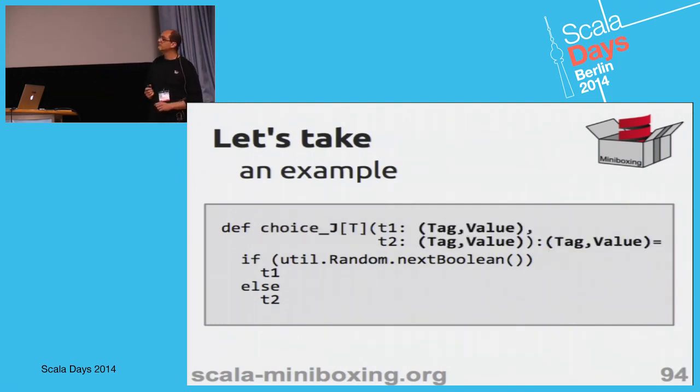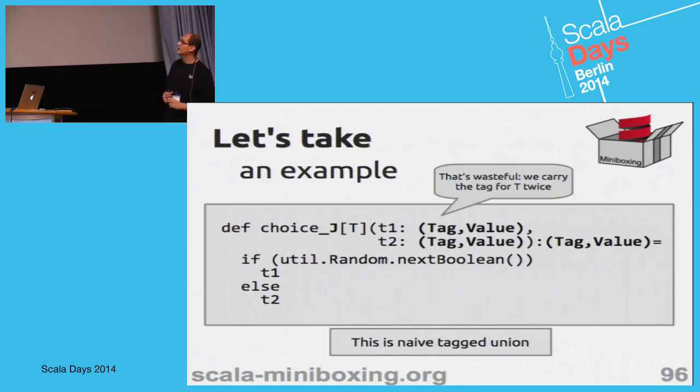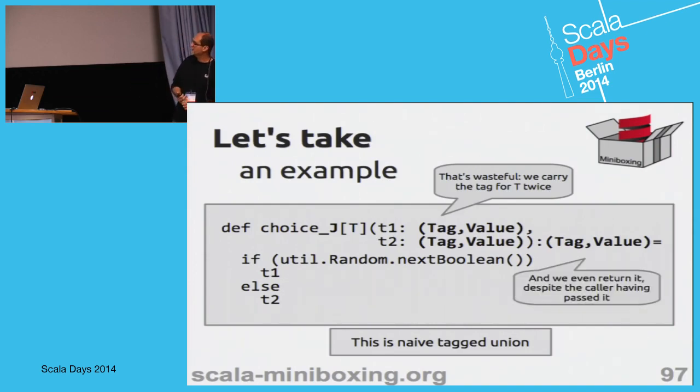Well, a very, very naive tagged union would have a tuple with tag, value, tag, value, tag, value. What's wrong with this? Sorry? Oh, yes, that's very important. These are objects. And furthermore, if you look at it, we get the tag twice. Not necessary, because we know the two values have the same tag. And what's even worse, we return it to the caller who gave us the tag, right? So there should be really no reason to pass it back.